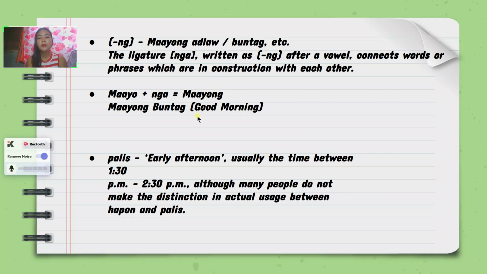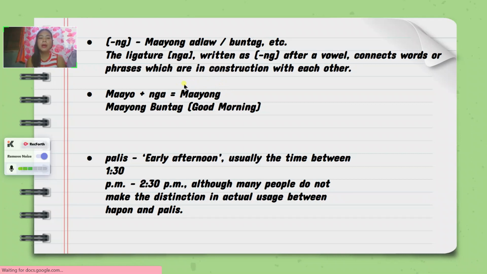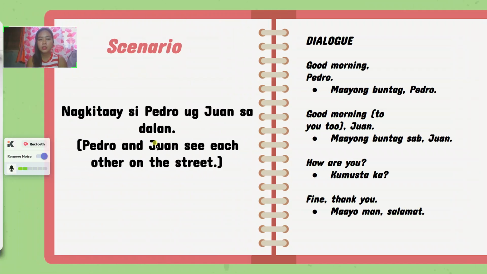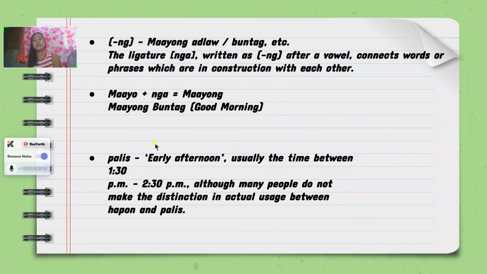Maayo plus nga, for example, this one. Oh, there's an example. Maayo nga buntag. So, maayong buntag, good morning. Like what I have said, to the word maayo we add nga, and we write this as ng, maayong. Okay, palis means early afternoon, usually between 1:30 p.m. and 2:30 p.m., although many people do not make the distinction in actual usage between hapon and palis.